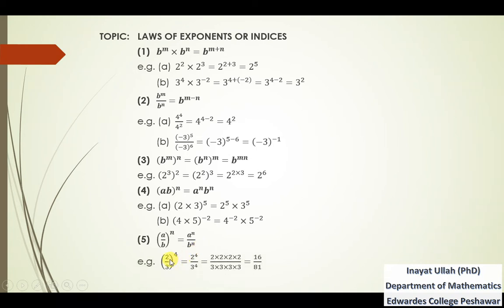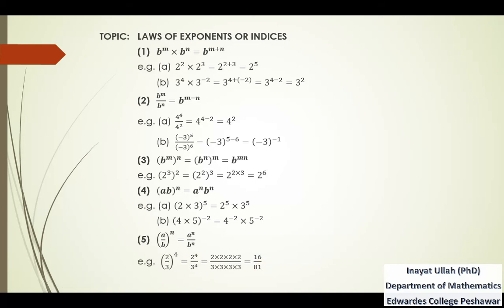For example, if there is (2 by 3) to the power 4, this whole power 4 can be written on 2 and on 3. So 2 power 4 divided by 3 power 4. Now simplifying this further, 2 power 4 means multiply 2 four times, and 3 power 4 means multiply 3 four times. Multiplying 2 four times, you get 16, and multiplying 3 four times you get 81. So that is 16 by 81.